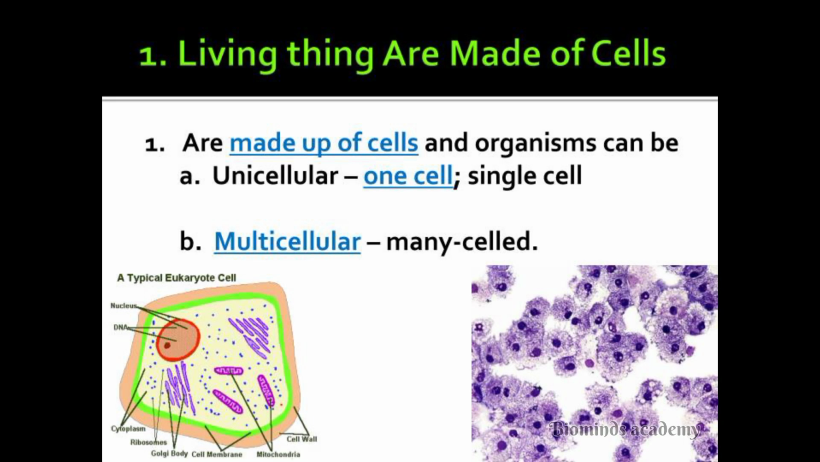Let me explain these characteristics in detail. The first one is that living things are made up of cells. This is cellular organization. All living organisms are composed of one or more cells, which are considered the basic units of life. Cells can be prokaryotic, lacking a defined nucleus like bacteria, or eukaryotic, with a defined nucleus like plants and animals. Unicellular means the organism is made up of only one cell, and multicellular means the organism is made up of many cells.